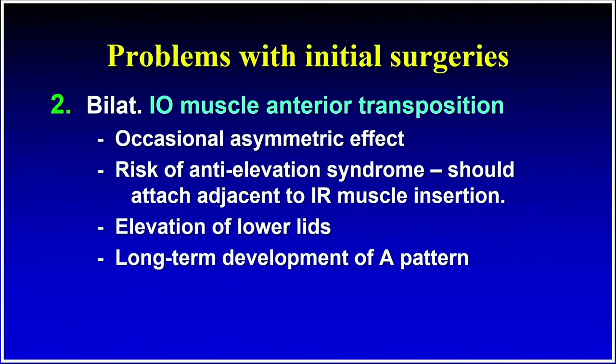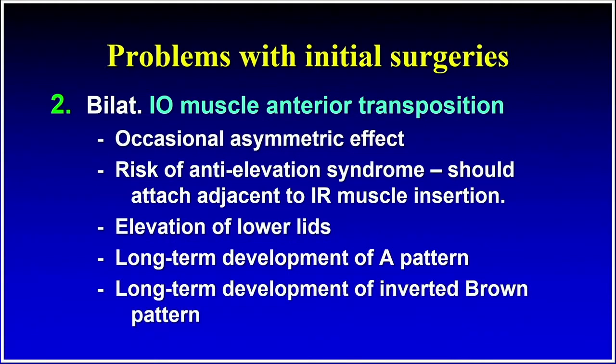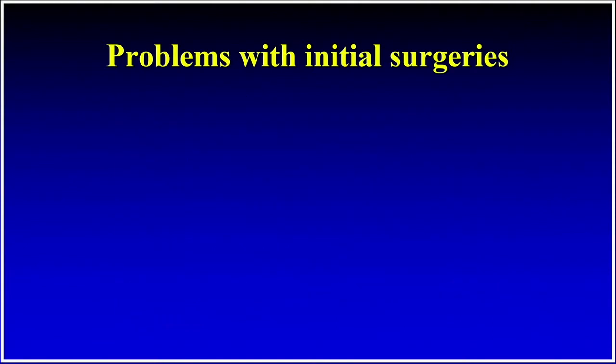And then you worry about the long-term development of A patterns, okay, if you don't have a V pattern to start with when you do inferior oblique procedures. And long-term development of inverted Brown pattern. We find that over many years, when you do these as long as I have, you start seeing patients come back with a tight inferior oblique muscle, and the eye won't go down and in. You have to weaken it further to make it go down and in. It's like an inverted Brown pattern.